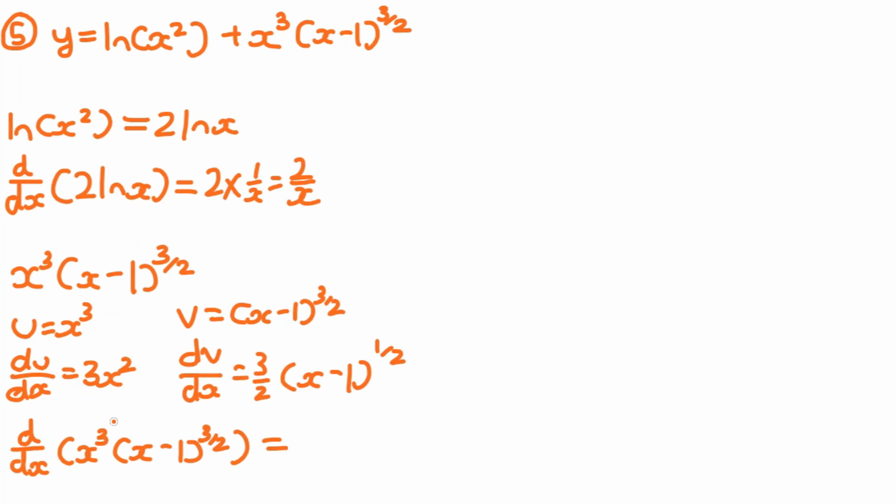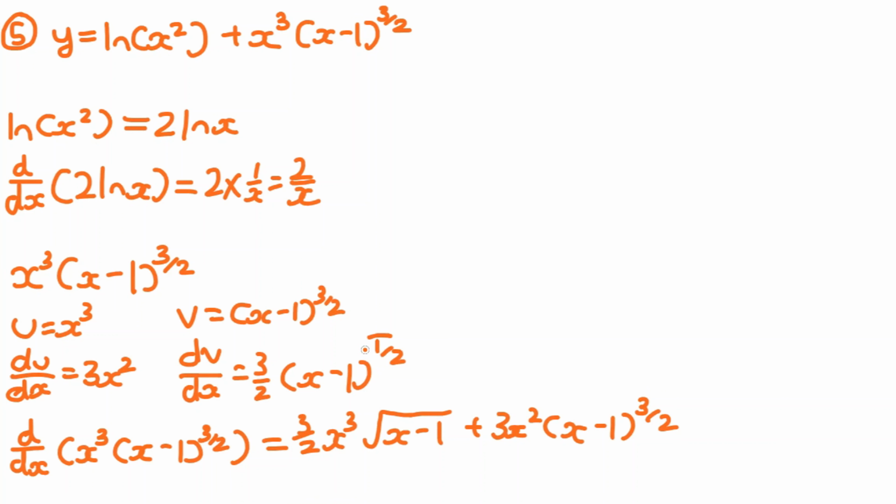So if we differentiate this whole thing and use the product rule, it's u multiplied by dv over dx. It's 3 over 2 x to the power of 3, and then the square root of x minus 1, as the index of a half is the square root. And then plus v multiplied by du over dx, which is 3x squared, and then x minus 1 to the power of 3 over 2.